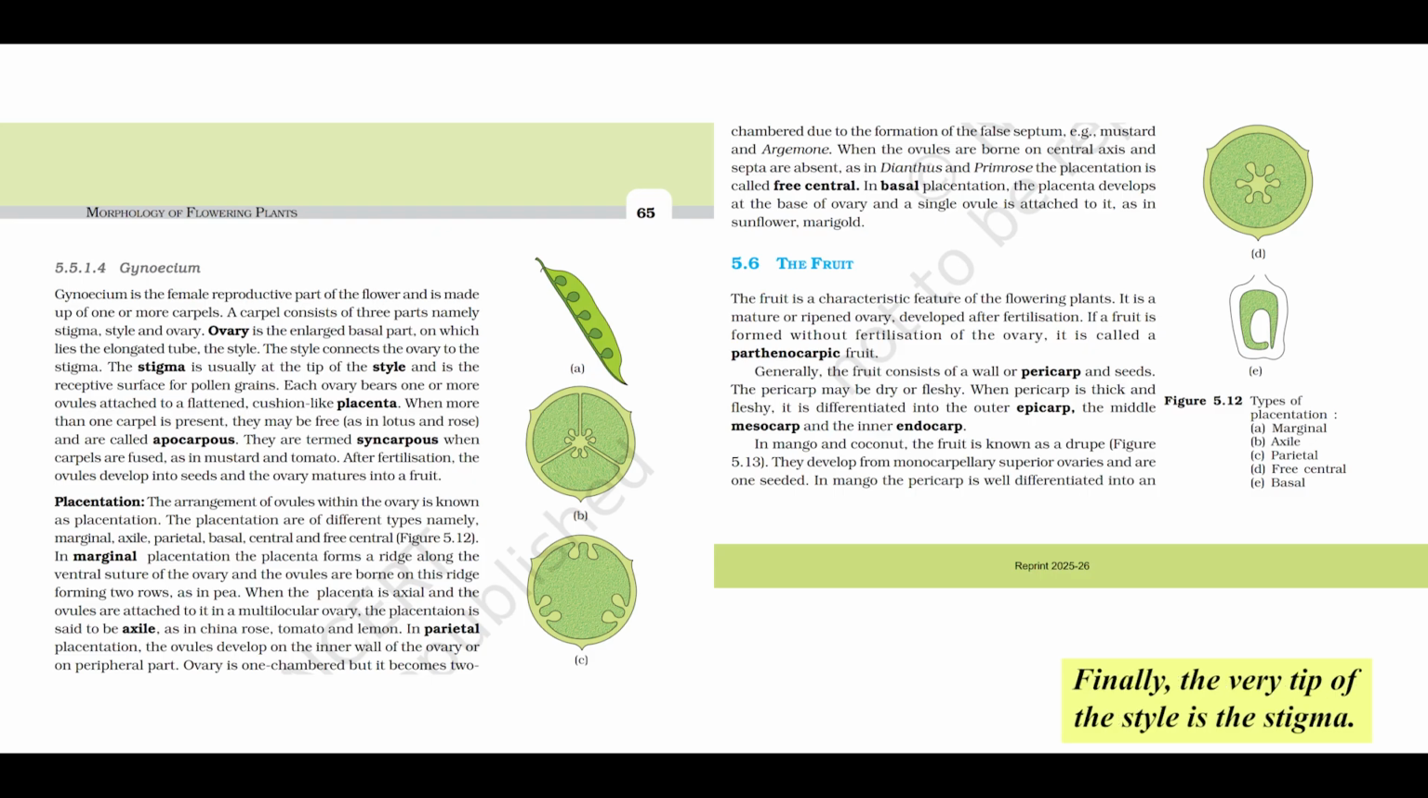Finally, at the very tip of the style is the stigma. This is typically the receptive surface. It's often sticky or feathery, specially adapted for capturing and receiving pollen grains during pollination. Ovary, style, stigma, the 3 parts of the carpel or pistil.